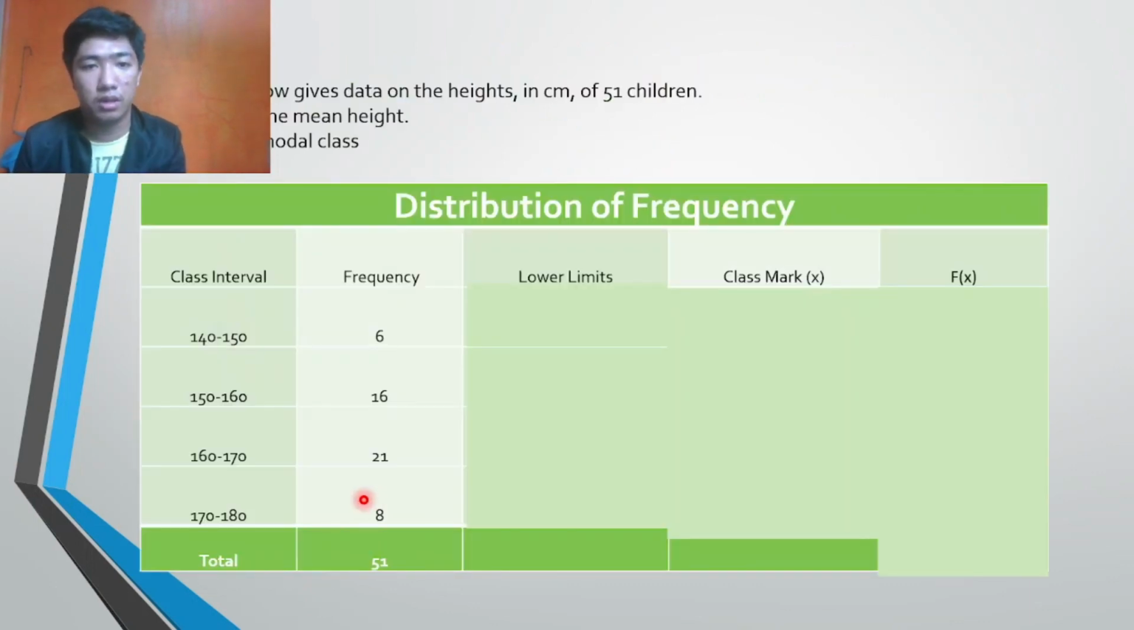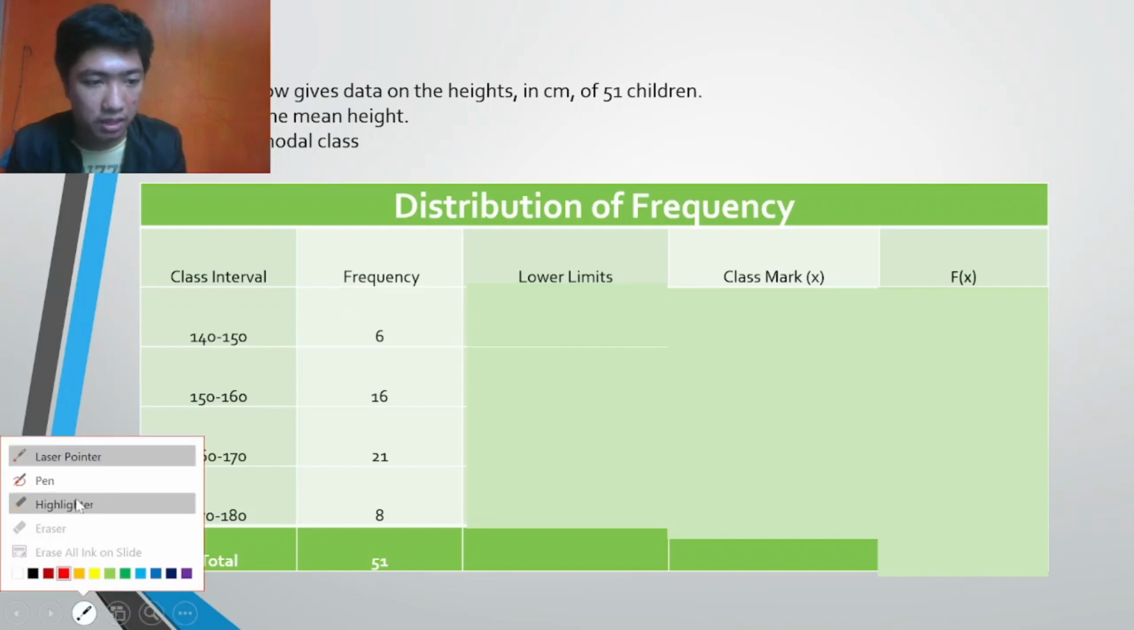For example number 2, the table gives data on the height in centimeters of 51 children. Estimate the mean height and find the modal class. So first of all, we do the distribution of frequency. We finish the table, like this.